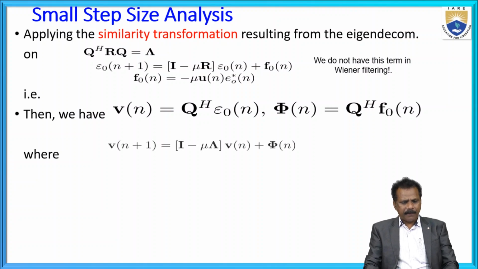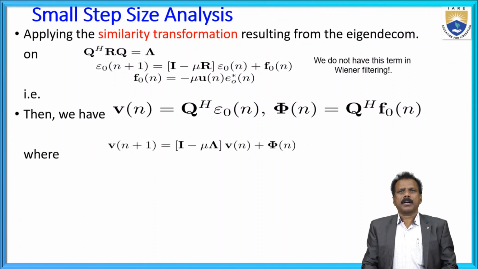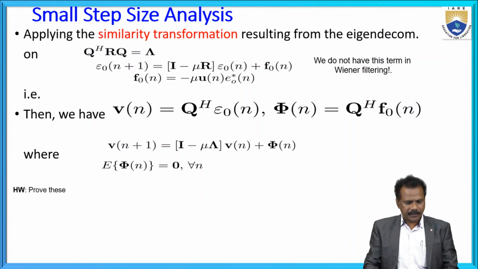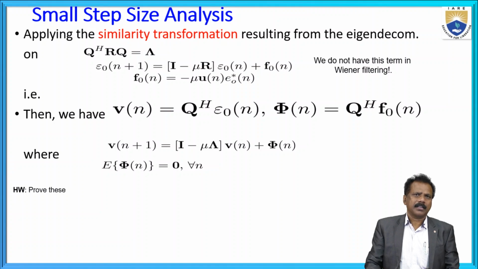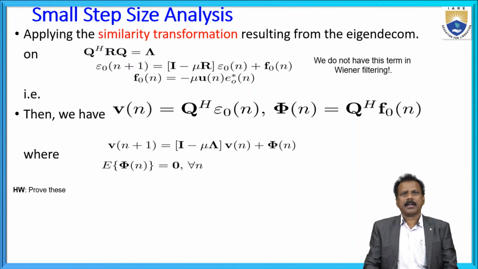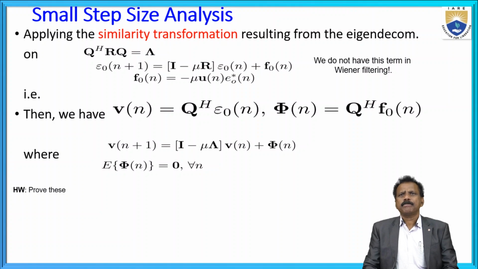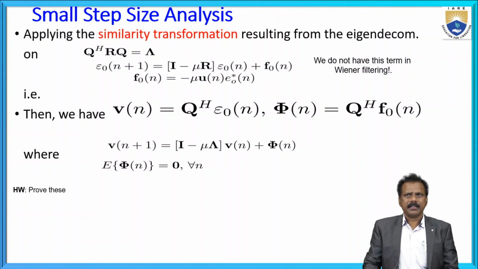where v of n plus 1 is equal to I minus mu a, v of n plus pi of n. So v of pi of n is equal to 0. We can prove that at home; try to prove these relations using the small step size analysis, applying the similarity transformation resulting from the eigen decomposition.